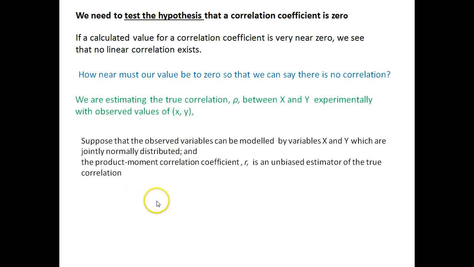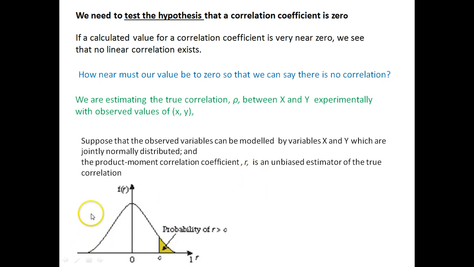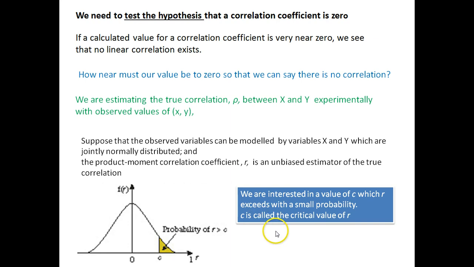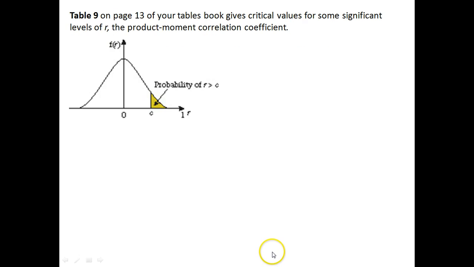Suppose that the observed data can be modeled by variables x and y, which are jointly normally distributed, and the product moment correlation coefficient R is an unbiased estimate of the true correlation. Then that's our graph for R, so we are normally distributed. We are interested in a value of C which R exceeds with a small probability. That's called a critical value. And if it's above that, then we are going to reject H0.